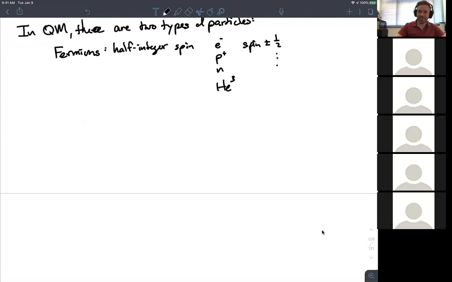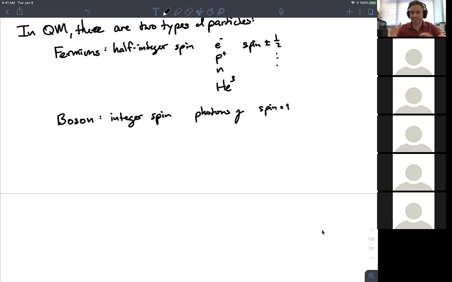All right, the other fundamental type of particle is what is referred to as a boson. A boson has integer spin. So for example, photons. If I remember correctly, they have spin 1, I believe, because they are vector particles. The Higgs boson, as the name implies, is a boson. So it has a spin equal to 0. It's a scalar particle.